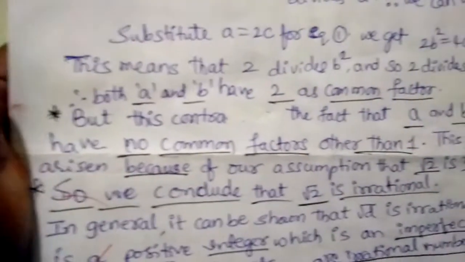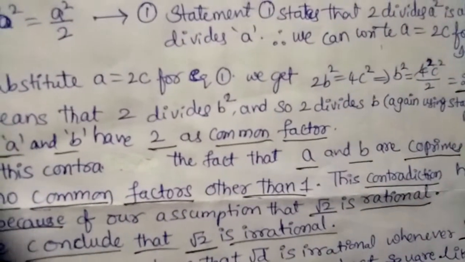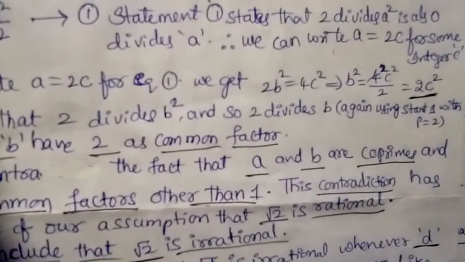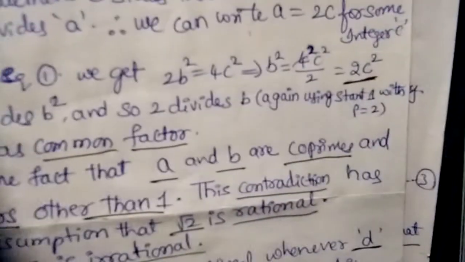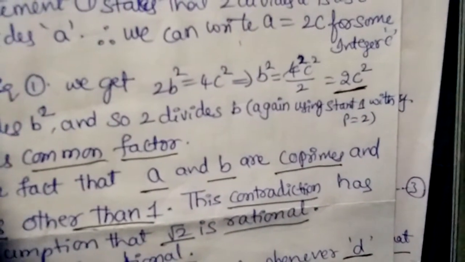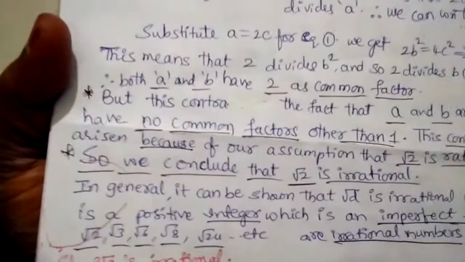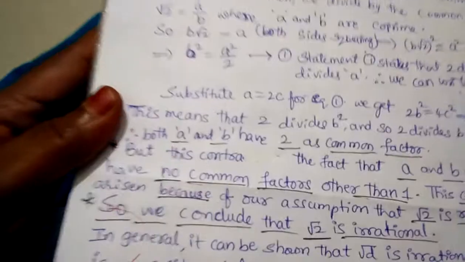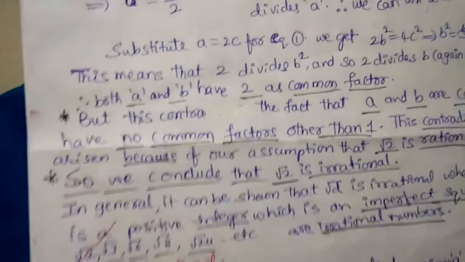So now this means that 2 divides b square, and according to statement 1, what is statement 1? If 2 divides a square, 2 also divides a. So here, if 2 divides b square, then 2 divides b. Again using statement 1, if 2 divides b square, then 2 also divides b, right? Therefore this means that both a and b have 2 as a common factor.